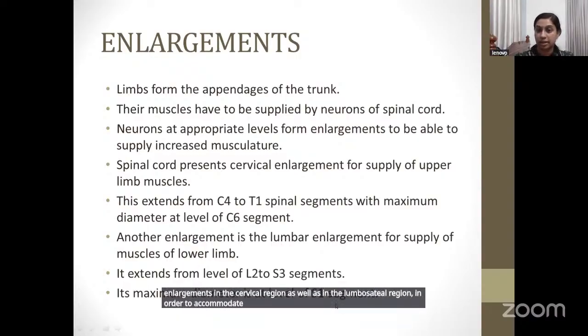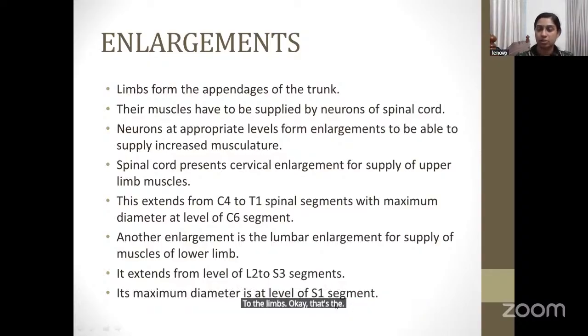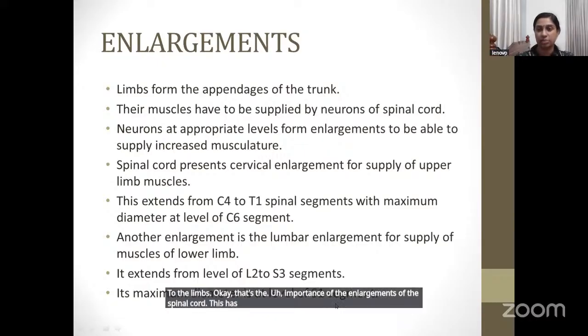the additional nerve supply to the limbs. That's the importance of the enlargements of the spinal cord. This has many clinical implications.